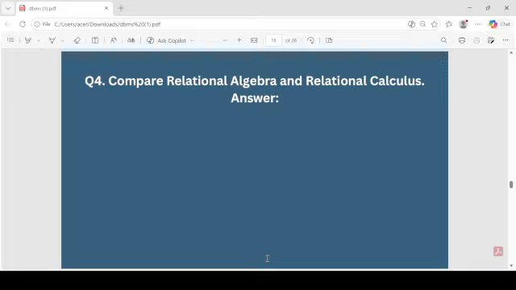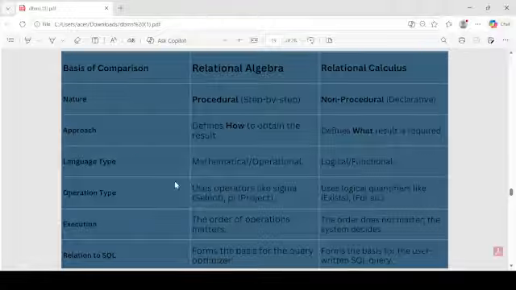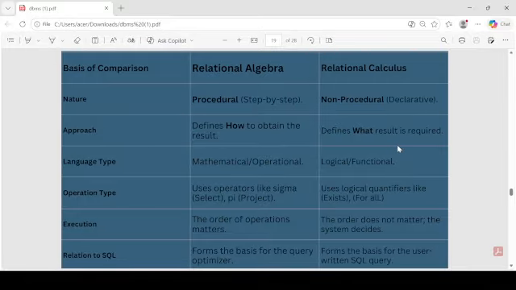The fourth question will be to compare relational algebra and relational calculus. This is the table where we differentiate both of them. On the basis of nature, algebra is procedural, step by step, and calculus is non-procedural, declarative. The approach in relational algebra defines how to obtain the result, and relational calculus defines what result is required. Language type will be mathematical or operational in relational algebra, and logical and functional in relational calculus.